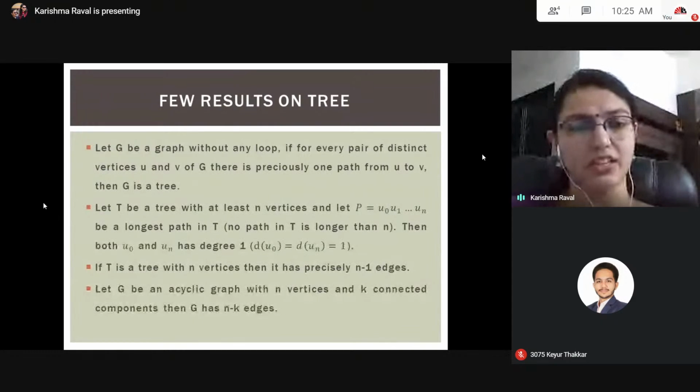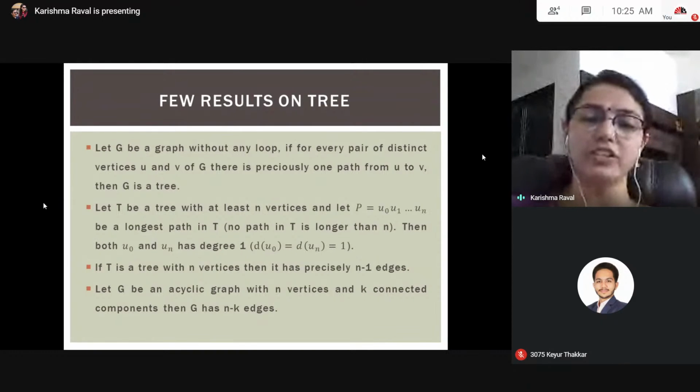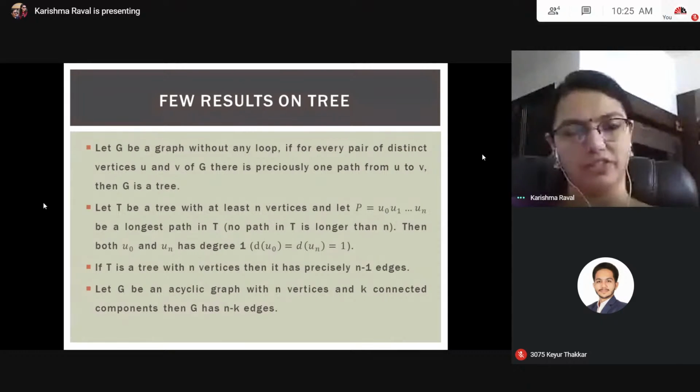And the last result is: if G is an acyclic graph with n vertices and k components, this time it is not a connected graph, it has k components, then G has n minus k edges. These last two results help us to find the number of edges, or vice versa the number of vertices, if we have a graph or a few data with us.